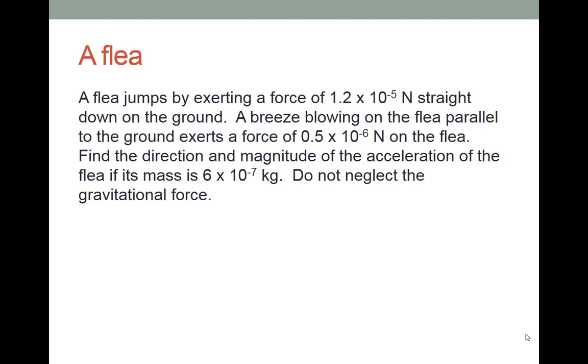The first example involves a flea. A flea jumps by exerting a force of 1.2 times 10 to the minus 5 newtons straight down on the ground. A breeze blowing on the flea parallel to the ground exerts a force of 0.5 times 10 to the minus 6 newtons. We want to know the direction and magnitude of the acceleration of the flea, given its mass of 6 times 10 to the minus 7 kilograms. And it says specifically, do not neglect the fact that gravity acts on this flea.